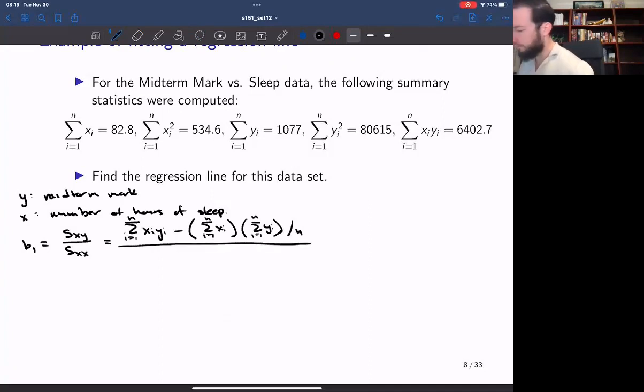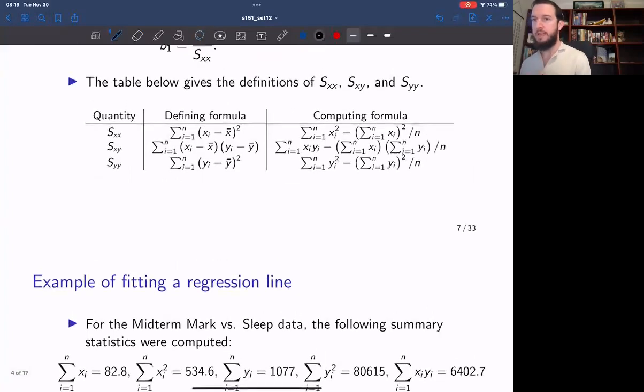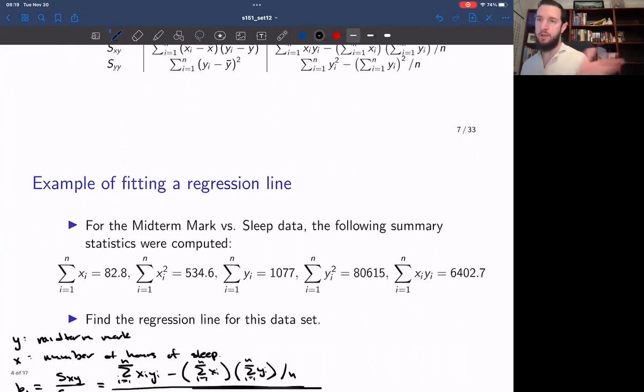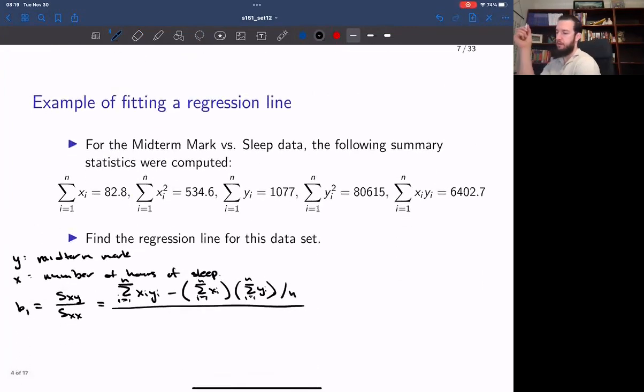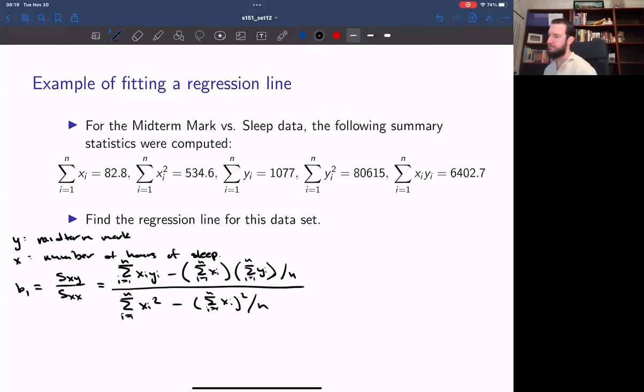Okay, so this is just our equation for SXY, which is given on the slide above. So I'm just taking the computing formula for SXY and I'm plugging it in directly into the formula. But you could do this separately and just find SXY and then do the calculation. That would be perfectly fine. Okay, so same thing for SXX. So we're going to have the sum i equals 1 to n, xi squared minus the sum i equals 1 to n, xi, squared divided by n.